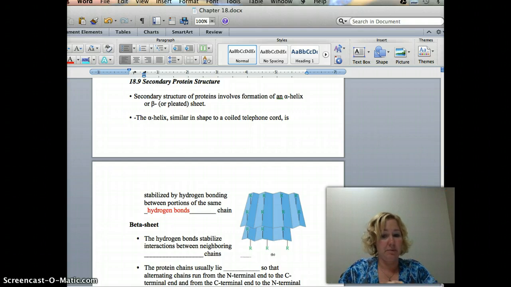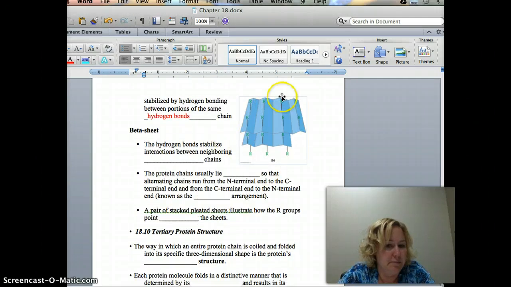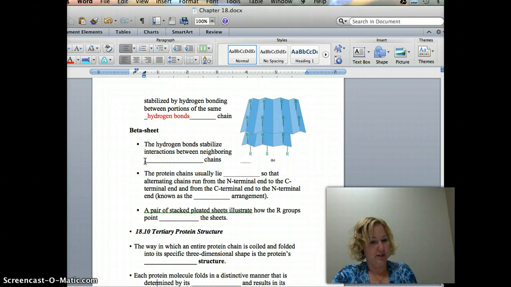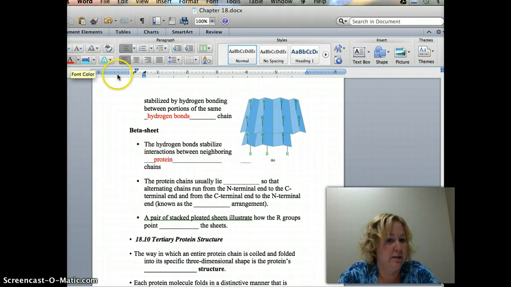So the other one is the beta pleated sheet. Say it 10 times fast, just do it because it's fun. The hydrogen bonds stabilize this business here. This is a beta pleated sheet. It's like an accordion, something like that. These hydrogen bonds are stabilized between protein chains. Oh, where am I writing that? Why is it not happening? Okay, between protein chains.